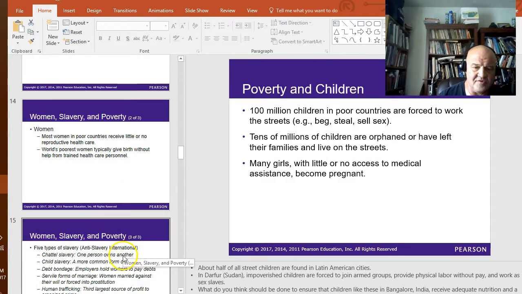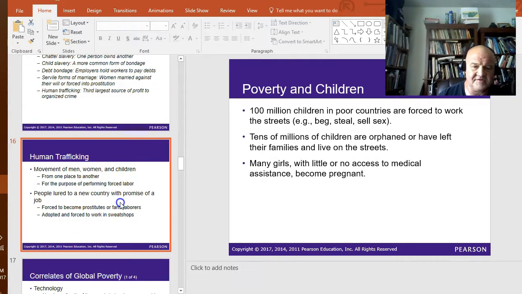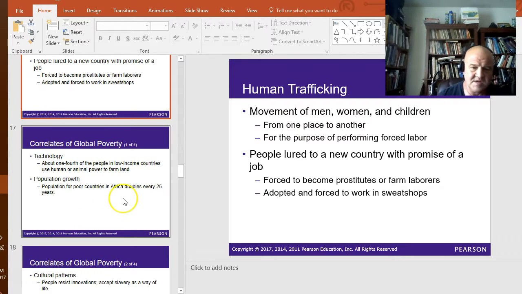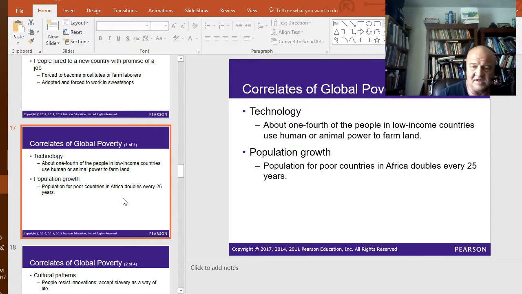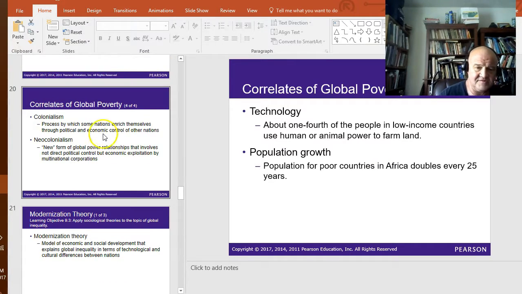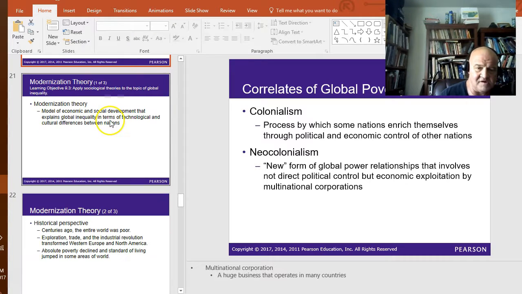Slides 12 through 16, we talk about some of the other correlates of poverty. And then we start to look at reasons why. Also know the term absolute poverty from your chapter. So then we look at correlates. Why? What's the deal with global poverty? Why is it a problem? And remember, we looked at two theories. You cover the correlates here.